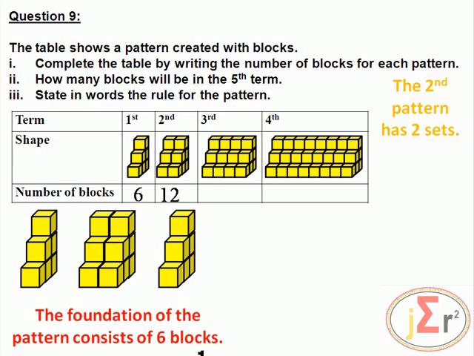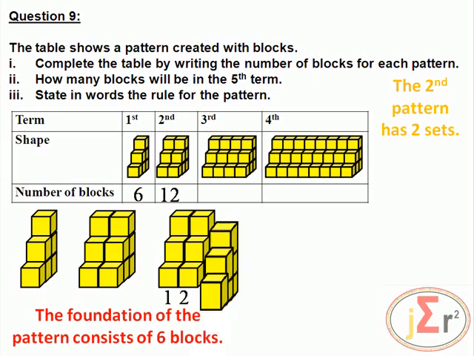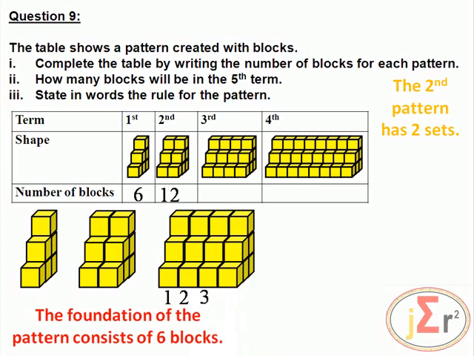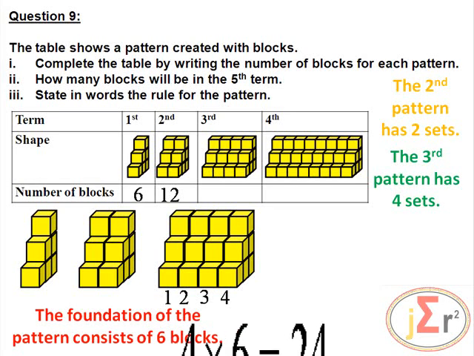1, 2, 3, 4. The third pattern has 4 sets. 4 sets of how many blocks? 4 sets of 6 blocks. So that's 24 blocks. What about the fourth diagram?